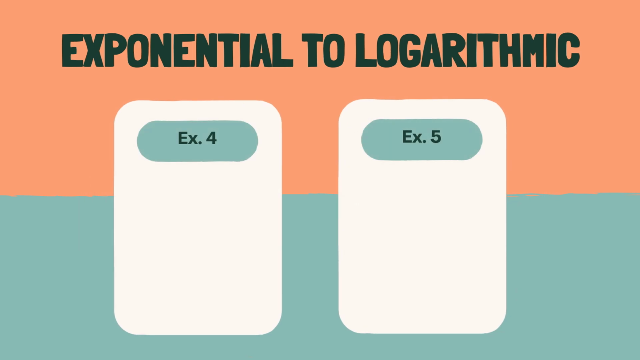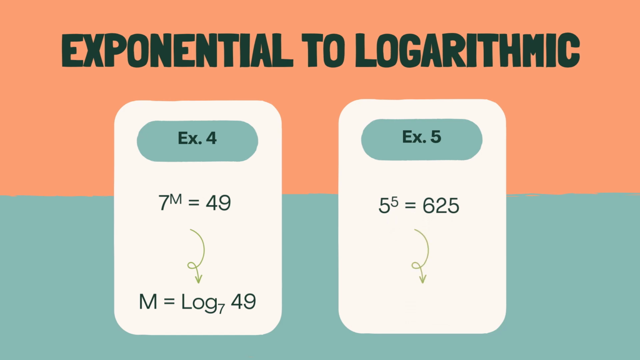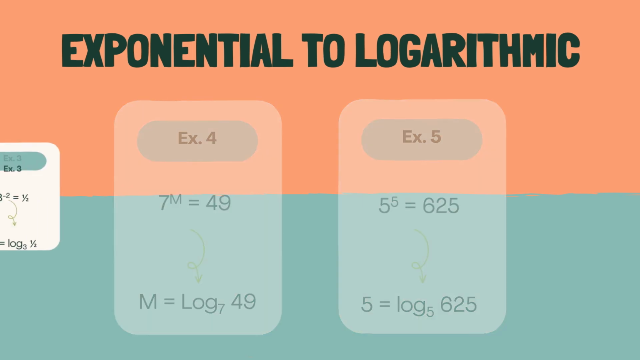Fourth example, 7 to the power of m is equal to 49. It will be expressed as m equals log base 7 of 49. Last example, we have 5 to the 5th power is equal to 625. In logarithmic function, it becomes 5 equals log base 5 of 625.